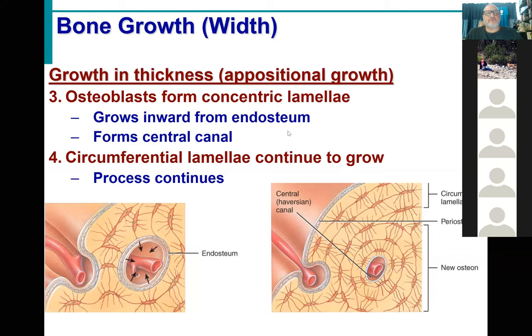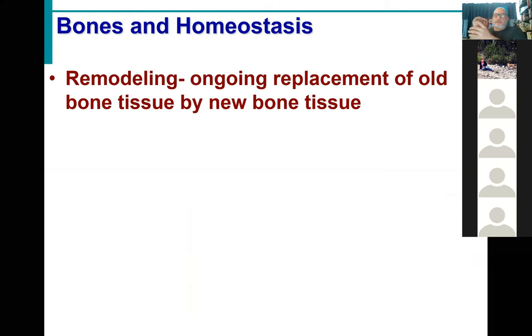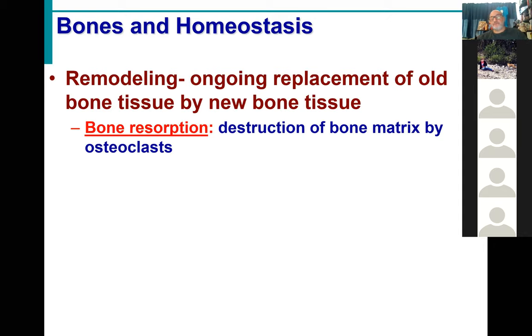So as I mentioned, we have talked about how to make bones, and we have talked about how to grow bones. However, bone homeostasis isn't done at that point. The process of remodeling bones is a constant ongoing process where old bone tissue is constantly being broken down, reabsorbed, and replaced by new bone tissue. Remodeling really involves two main processes. One of those is bone resorption, where we break down the bone matrix, and of course it is the osteoclasts that do that.